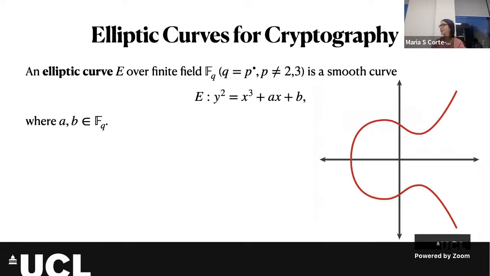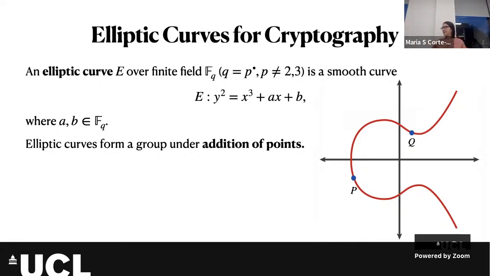So we define an elliptic curve over this finite field to be a smooth curve given by this equation, where the coefficients A and B lie in your finite field. And the reason why they're very useful in cryptography is because they form a group. An elliptic curve forming a group gives it a lot of extra structure, which allows you to build cryptography from it.